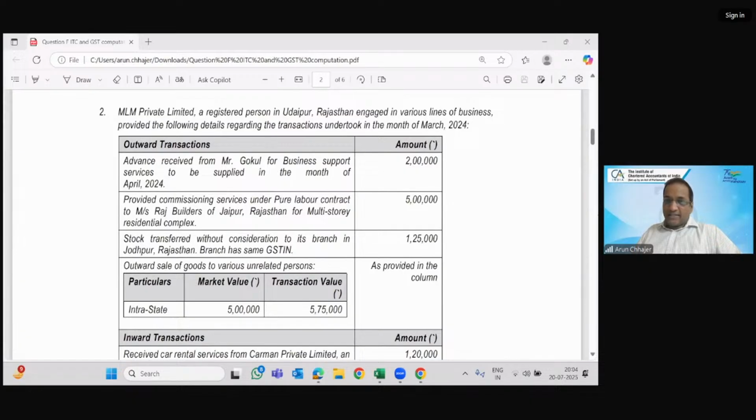There are a lot of questions prepared. MLM Private Limited, registered person in Udaipur, Rajasthan, engaged in various lines of business, provided the following details regarding the transactions undertaken in the month of March. Advance received from Mr. Gokul for business support service to be supplied in the month of April. मार्च में एडवांस मिला for business support service. Will the liability to pay the tax arise in the month of March, or will the liability to pay the tax arise in the month of April?